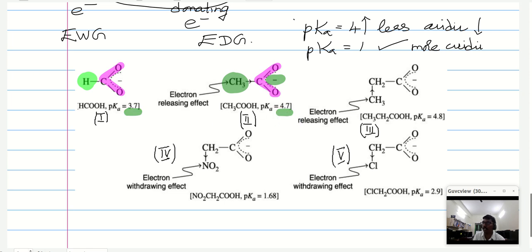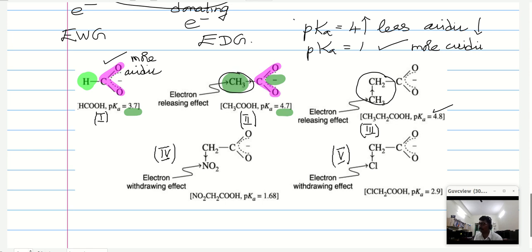So that means this is more acidic. So this is more acidic than acetic acid, which has an alkyl group. The same effect is also seen here. So here also, instead of a methyl group, you have an ethyl group. There also you see that it has decreased acidity.